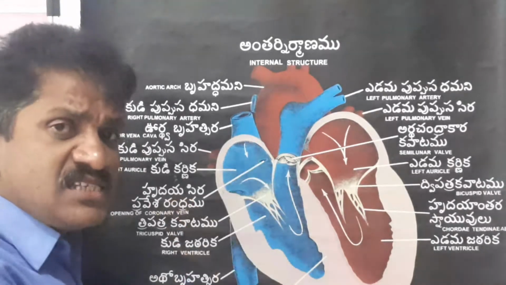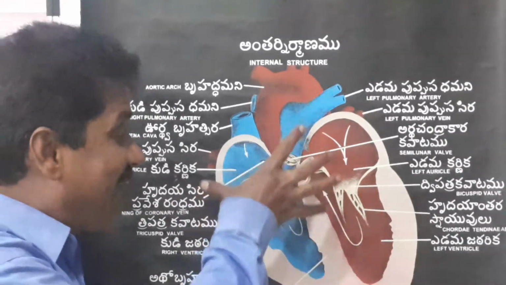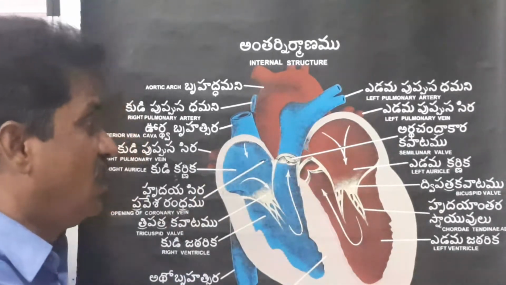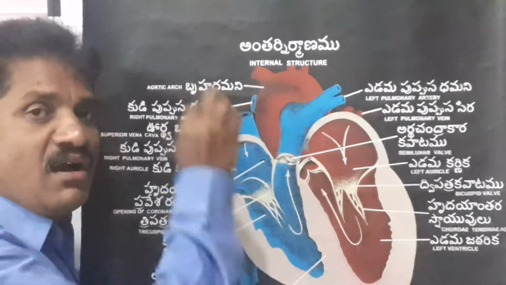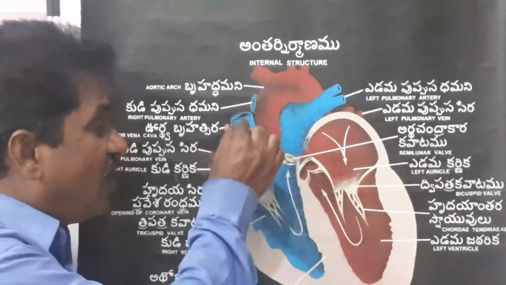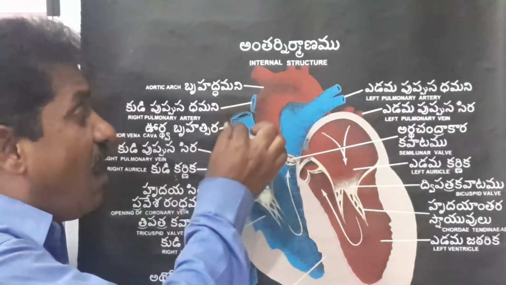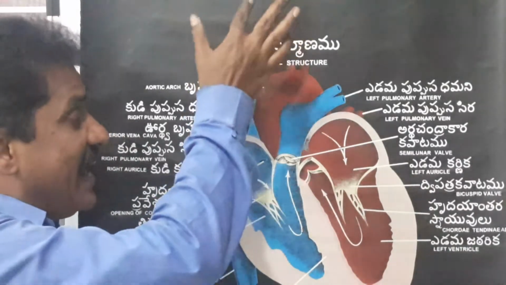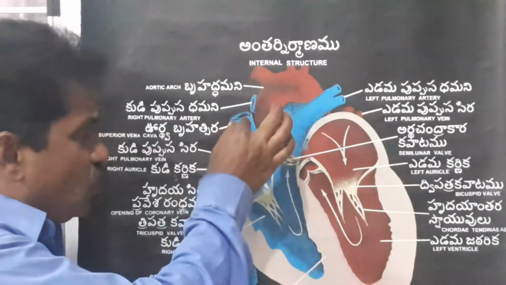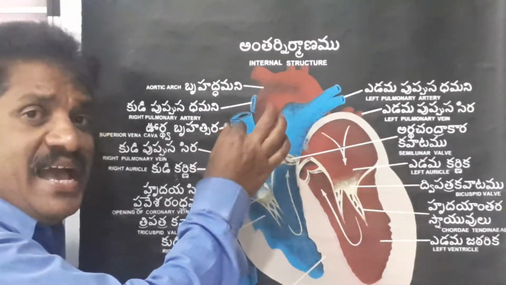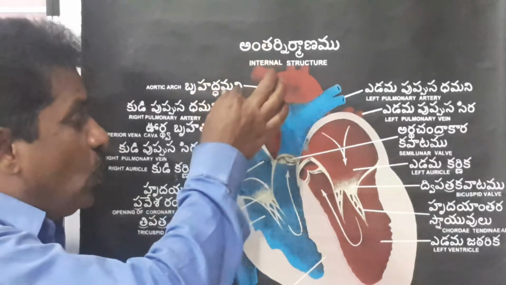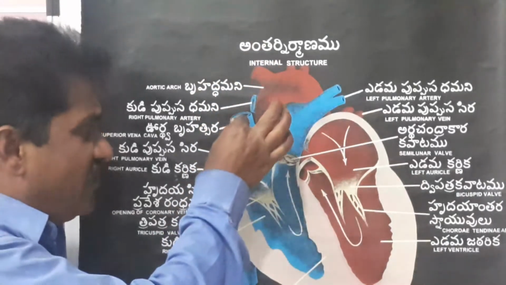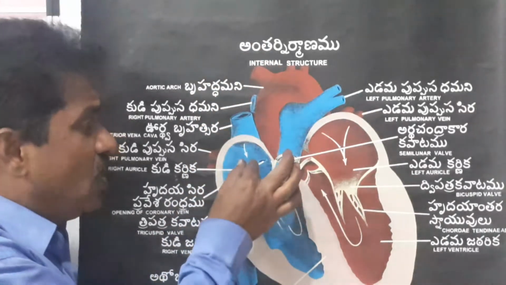Now we discuss about the blood vessels attached to the heart, children. This is the superior vena cava. Superior vena cava brings the deoxygenated blood from anterior parts of the body like head and neck. Superior vena cava brings the deoxygenated blood from head and neck to right atrium. Superior vena cava enters into right atrium.